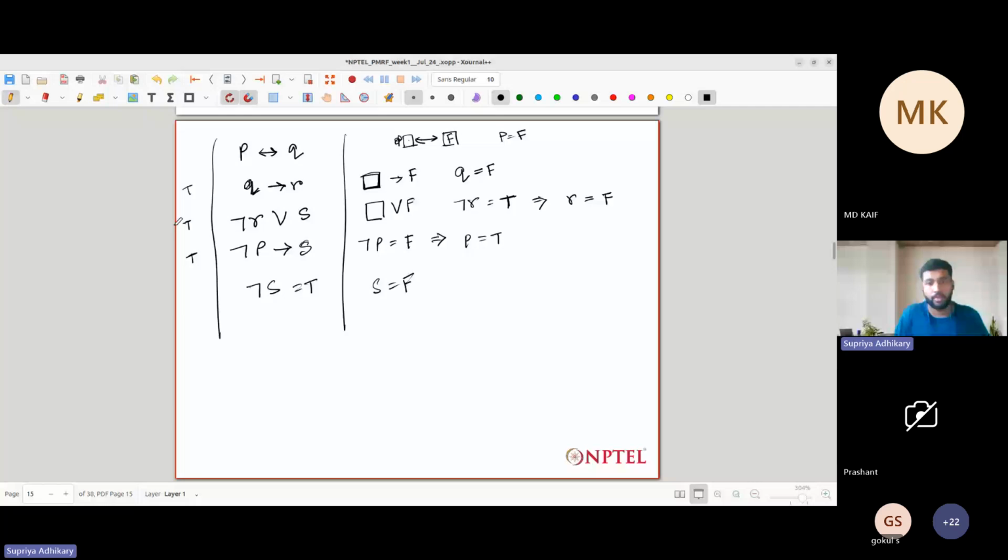Now P has the truth assignment F. From here we have found that P has the truth assignment F, and from here we have found that P has the truth assignment T. So this is a contradiction, because P is a proposition, and a proposition may not have both the true and the false value simultaneously. That means all these statements may not have the truth assignment T simultaneously. That is, this system specification that is given in A is not consistent.